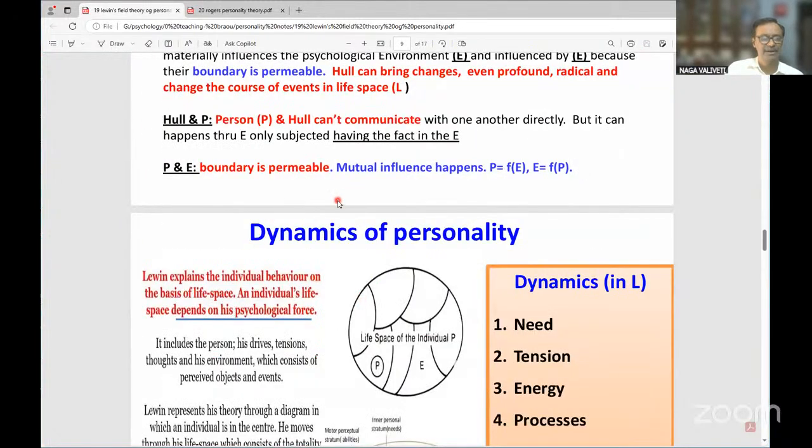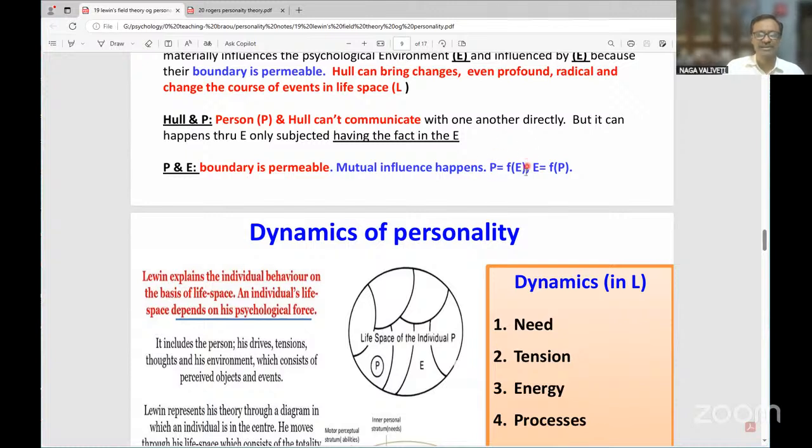Hull and E will be communicated through E. Through E, we have to communicate through P and E. So how are P and E communicated? Because of mutual boundaries, they are mutually dependent; one will be the other. So two functions are there: P is a function of E, E is a function of P.